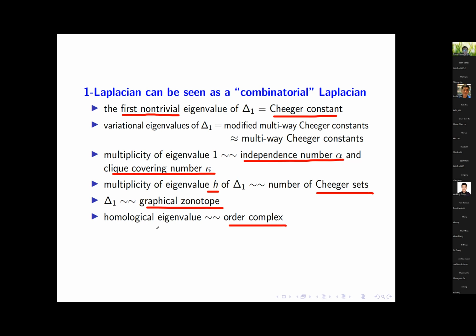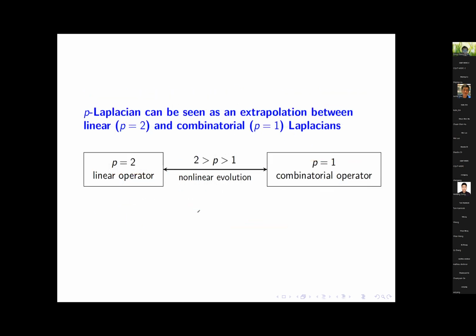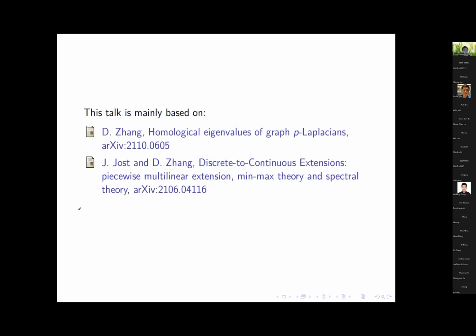So our slogan here: the p-Laplacian can be seen as an interpolation between the linear and the combinatorial Laplacian. This is because the p-Laplacian for p larger than 1 and smaller than 2 can be regarded as a nonlinear evolution from the 2-Laplacian, that is the graph Laplacian, to the 1-Laplacian, that is a combinatorial Laplace operator. Okay, so this talk is mainly based on two preprints, and here are some references related to this talk.